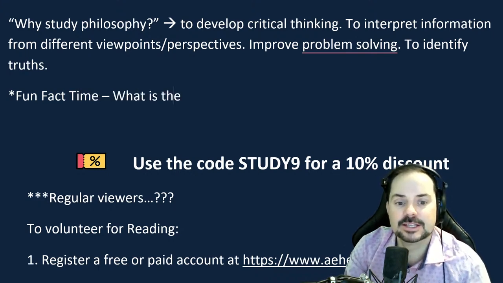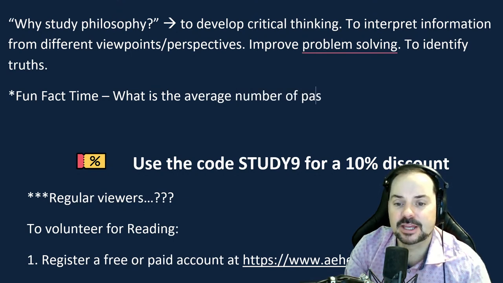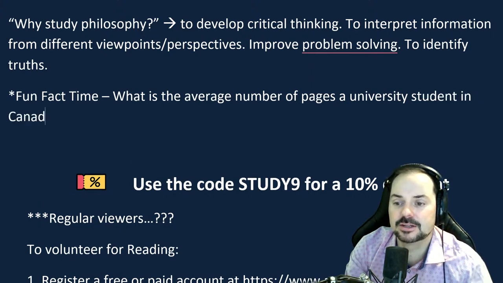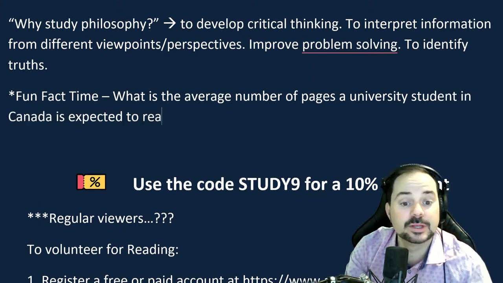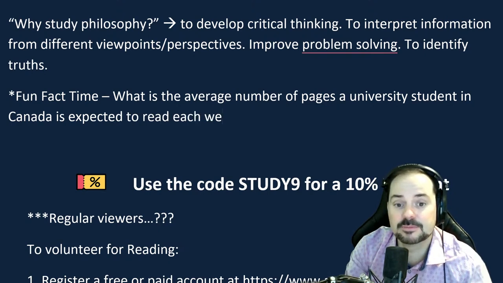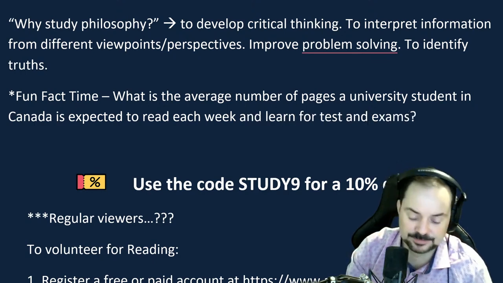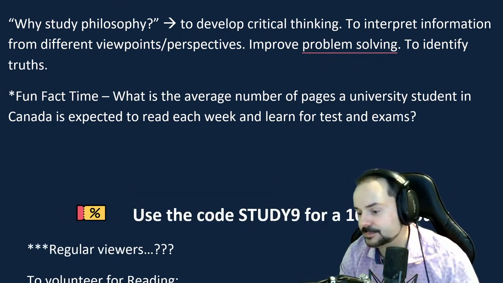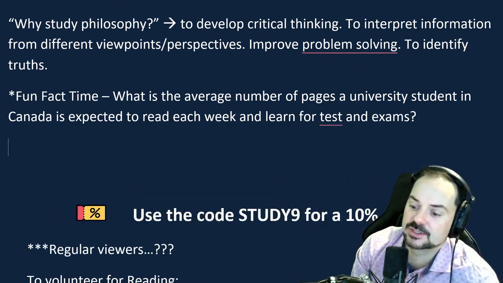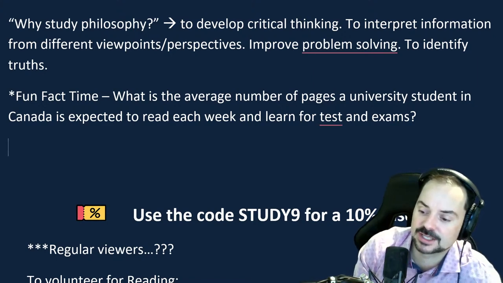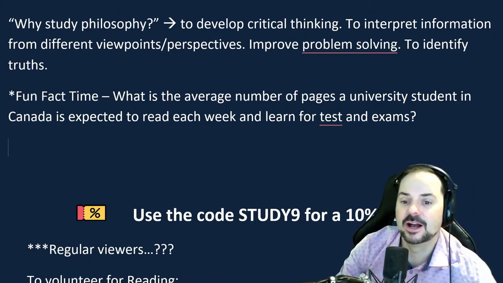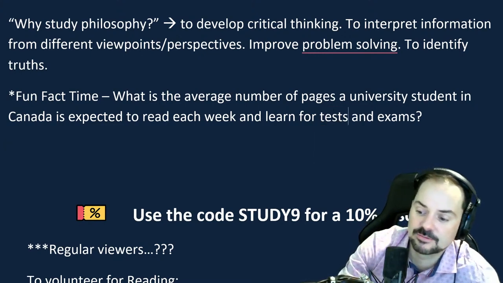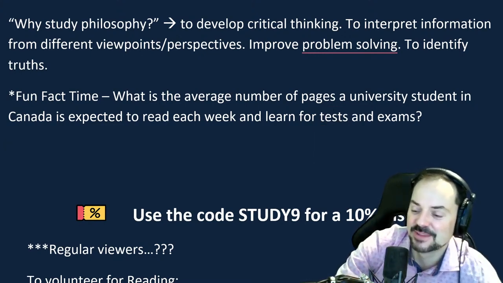What is the average number of pages a university student in Canada is expected to read each week, and this is from the first year, each week, and learn for tests and exams and projects? Anybody know? Mal says 200, Sanantha says 30, Fuang says 20. Okay, so the answer, the closest one so far, it's the Adrian show.